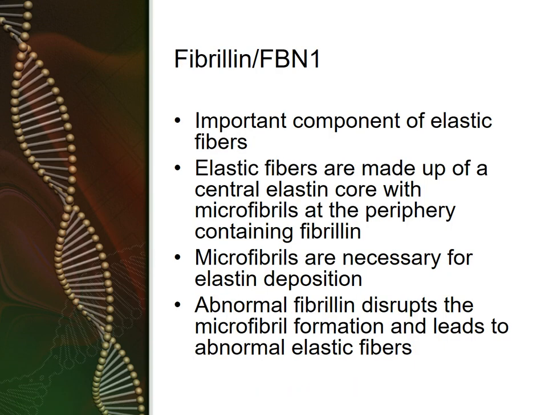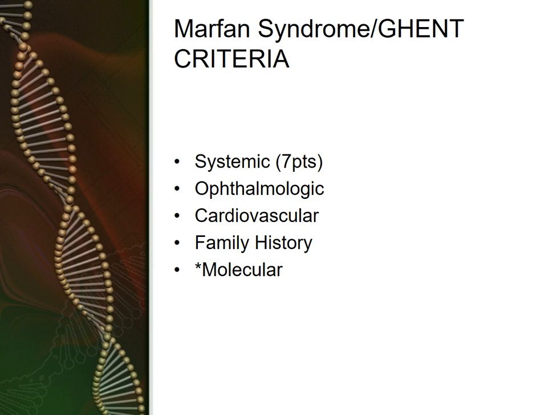Arachno stands for spider. Fibrillin, or FBN1, is important in the elasticity of fibers. So it's not enough for it to be stretched, it needs to come back. The microfibrils are necessary for deposition of elastic fibers, and abnormal fibrillin disrupts the microfibrillar formation and leads to abnormal elastic fibers. There's actually 4 components, and now maybe even 5, to the diagnosis of Marfan syndrome.